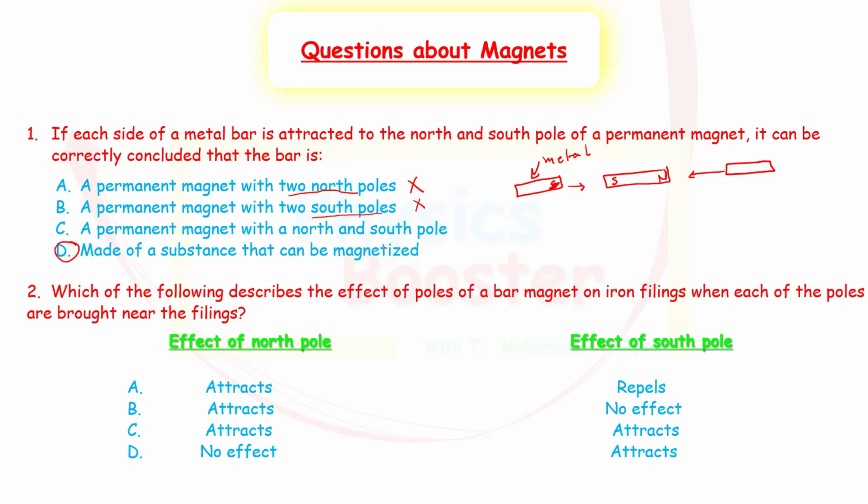Now, which of the following describes the effect of poles of a bar magnet on iron filings? When each of the poles are brought near to the filings, what happens at the north pole and what happens at the south pole? Actually, it's pretty easy and direct. It will be attracted in both cases because metal materials are attracted to either the north pole or the south pole. They do not repel, such as north pole to a north pole or south pole to a south pole. So in both cases, they will be attracted. So it's a pretty easy lesson.